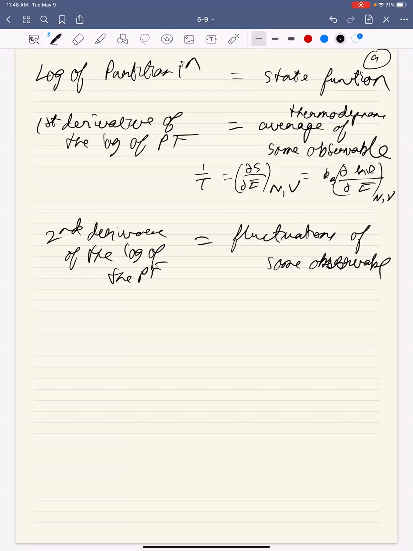So why did we do log? What was the benefit of log? That goes back to the microcanonical ensemble, right? We wanted S to be extensive. Our thermodynamics told us that the entropy is extensive, right? When you add two independent systems, the entropy adds up, right?